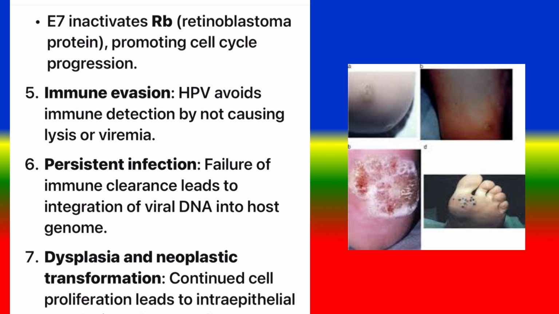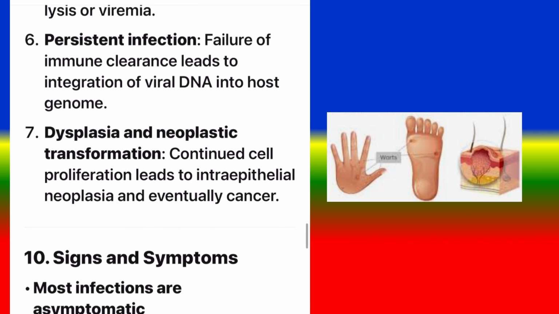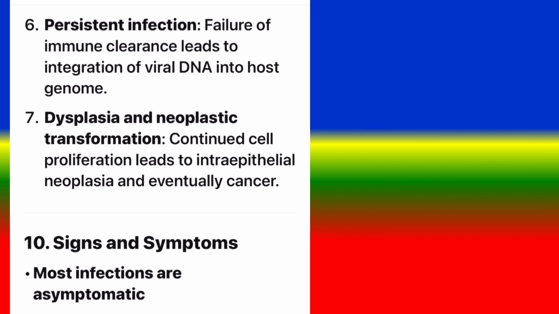5. Immune evasion. HPV avoids immune detection by not causing lysis or viremia. 6. Persistent infection. Failure of immune clearance leads to integration of viral DNA into the host genome. 7. Dysplasia and neoplastic transformation. Continued cell proliferation leads to intraepithelial neoplasia and eventually cancer.